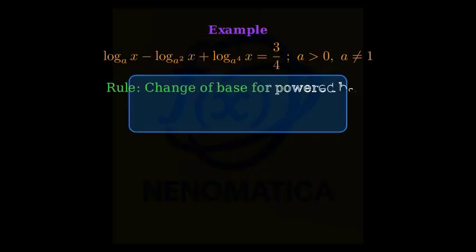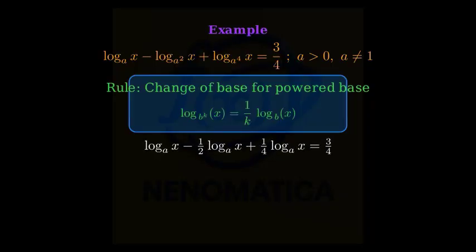Example. We will solve the logarithmic equation exactly following the steps shown on screen. The problem states log base a of x minus log base a squared of x plus log base a to the 4th of x equals 3/4 with a greater than 0 and a not equal to 1. Step 1. Apply the change of base for powers in the base. The rule says log base b to the k of x equals 1 over k times log base b of x. Using this rule, we rewrite the two powered bases.